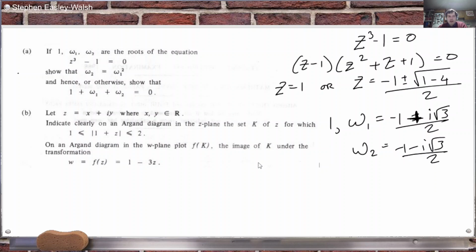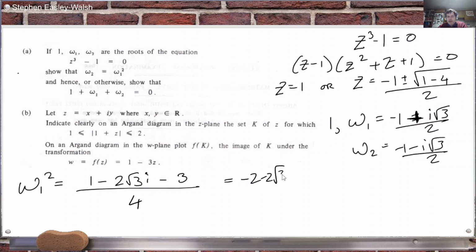and then omega 2 is minus 1 minus i root 3 over 2, and we have to show that omega 2 equals omega 1 squared. So omega 1 squared would be all over 4, the first squared, and then twice the first by the second, plus the second squared. So that's minus 2 root 3 over 4, which is minus 1 minus root 3 over 2, which is omega 2.